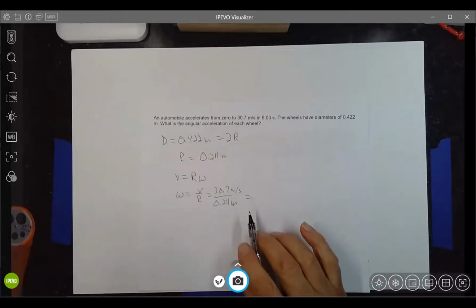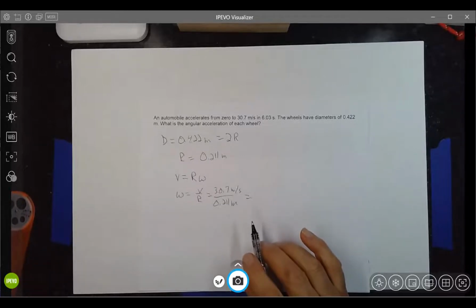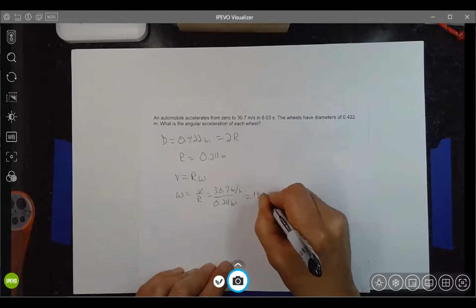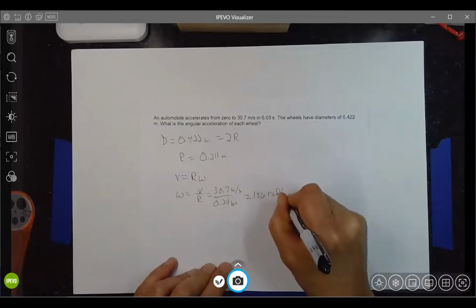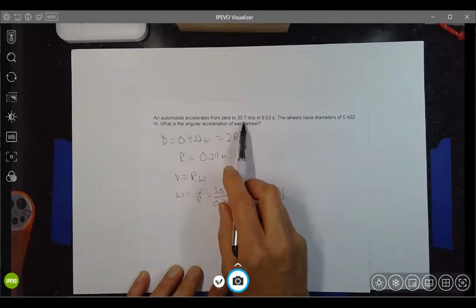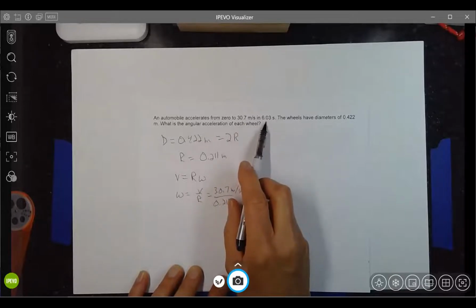But it's usually written as radians per second, just so that we know it's a rotation. It's just a way of keeping track. A radian is a meter divided by meter. It's a dimensionless quantity. And so I'll write radians over here when I get this. So 30.7 divided by 0.211, I get 14.6 radians per second.